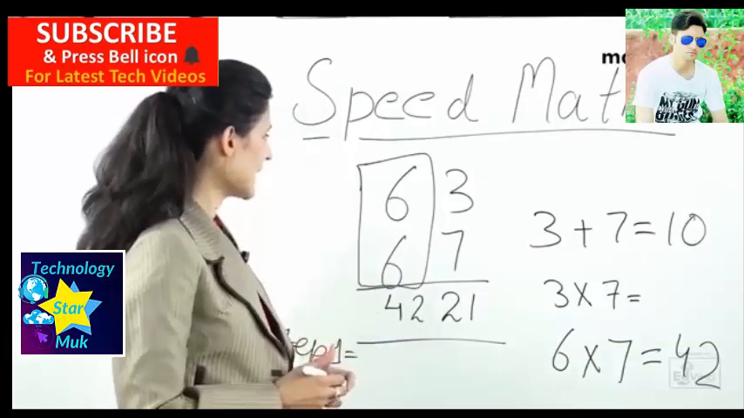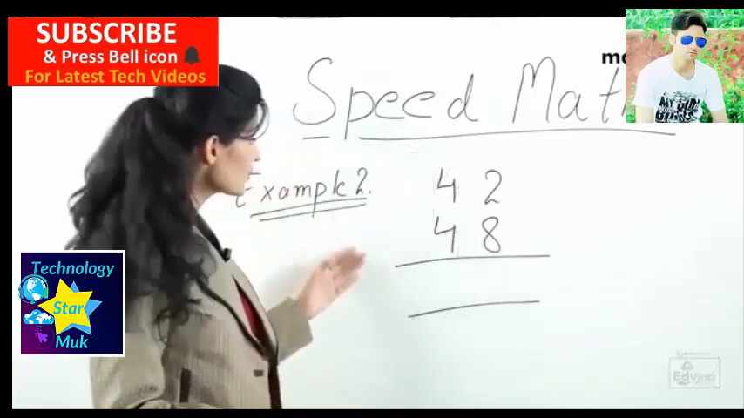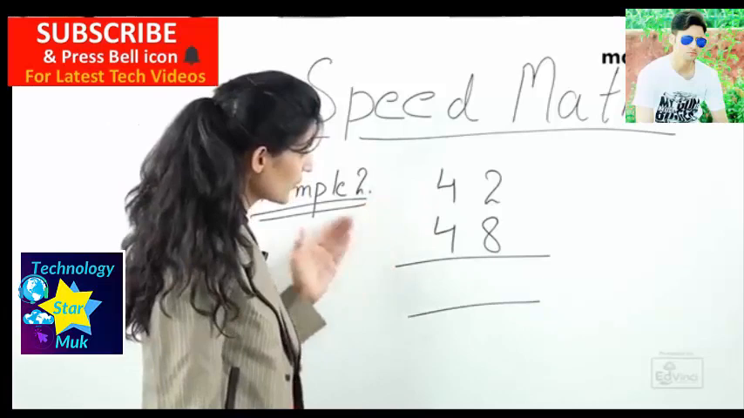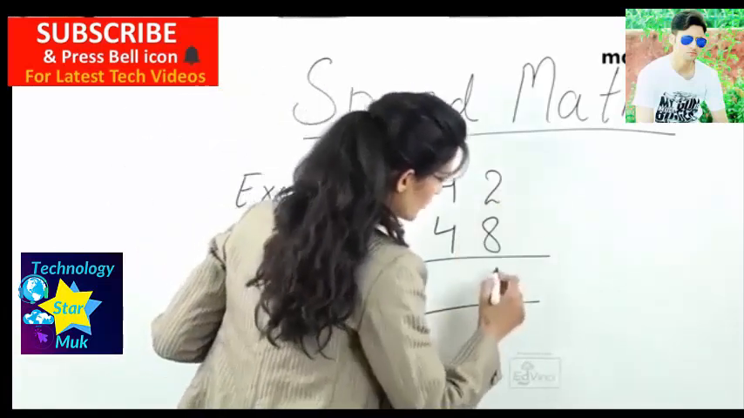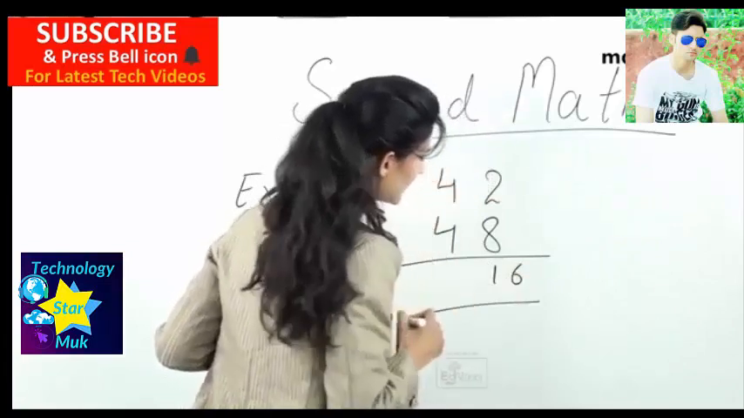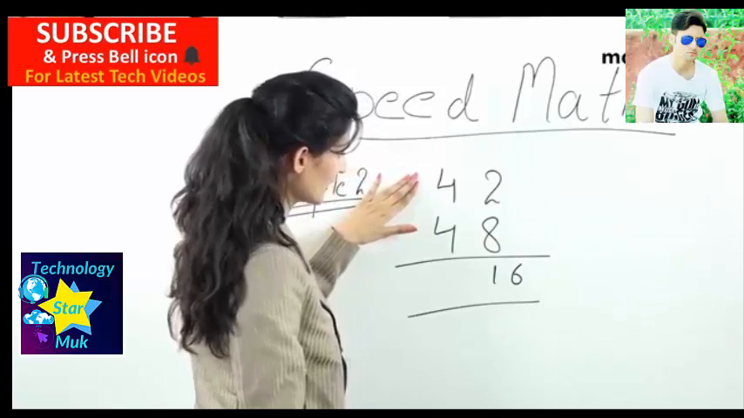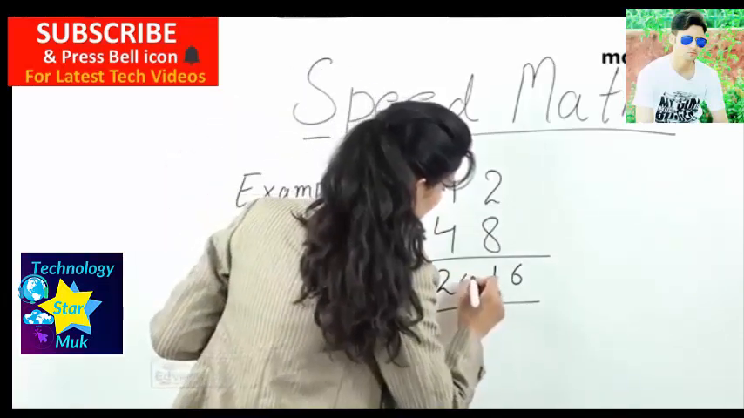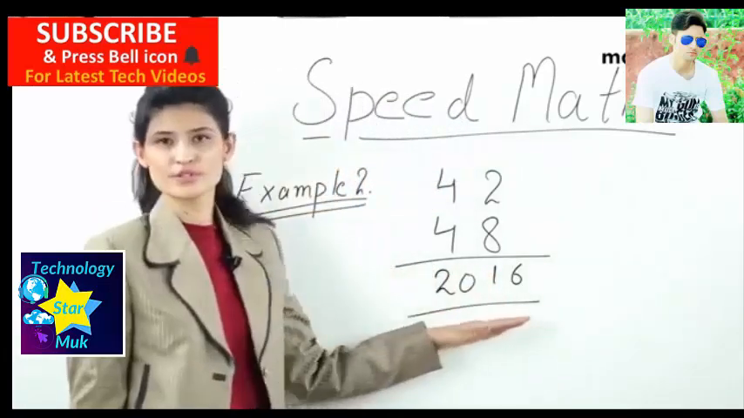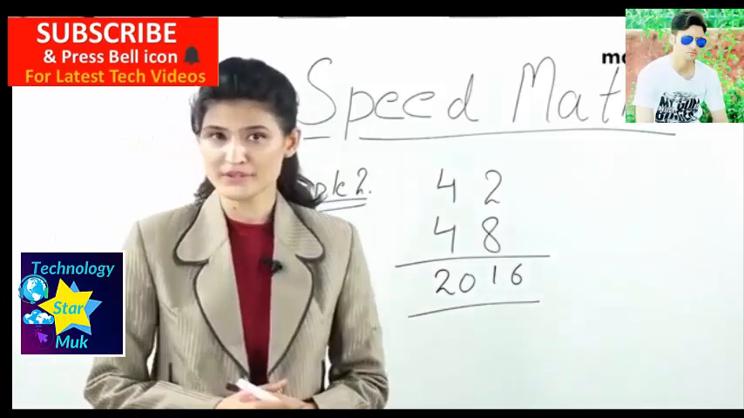So this is the first example, and now we'll move to the next example. Example number 2, in which we are multiplying 42 into 48. Step number 1, multiply the last digits, which is 8 into 2, gives 16, and then the remaining number, which is 4, into the next integer, which is 5. So 4 5s are 20. So your answer is 2016. So that's how we do multiplication of partially complementary numbers.